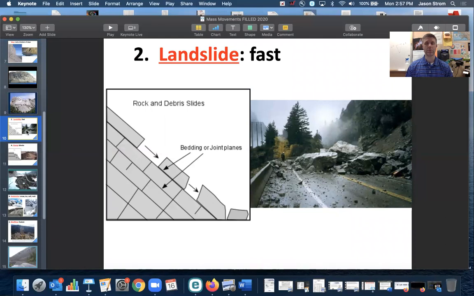Landslide. The next one is just like it says, a landslide. So this is some sort of rock, earth, soil, land that's sliding. If it were falling through the air, like rocks, that would be a rock fall, because it's falling. But this is a landslide, and these are fast. These move quickly.